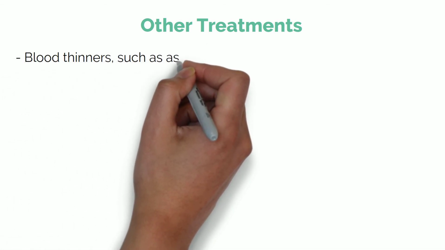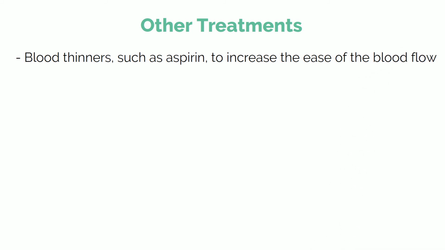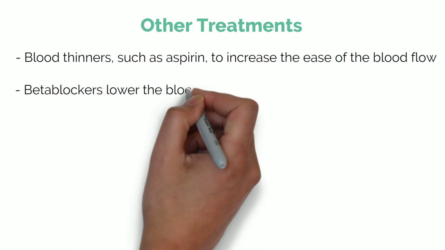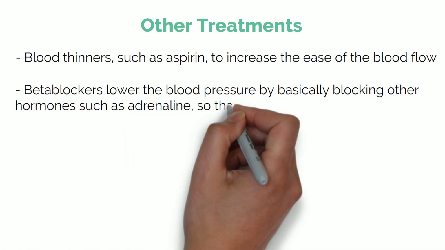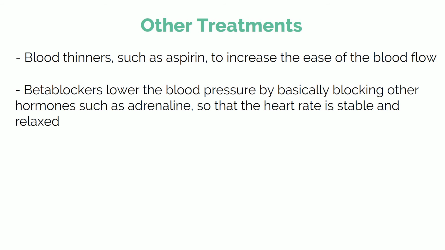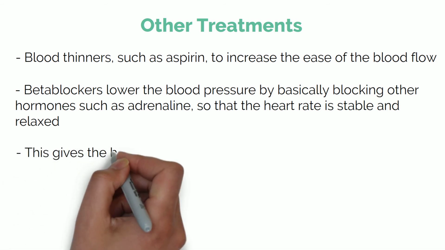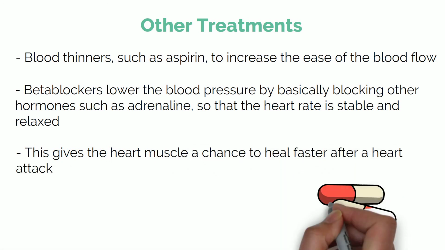Other treatments include the use of blood thinners such as aspirin to increase the ease of the blood flow, and also beta blockers. This type of medication lowers the blood pressure by basically blocking other hormones such as adrenaline, so that the heart rate is stable and relaxed. This gives a chance for the heart muscle to heal faster after a heart attack.